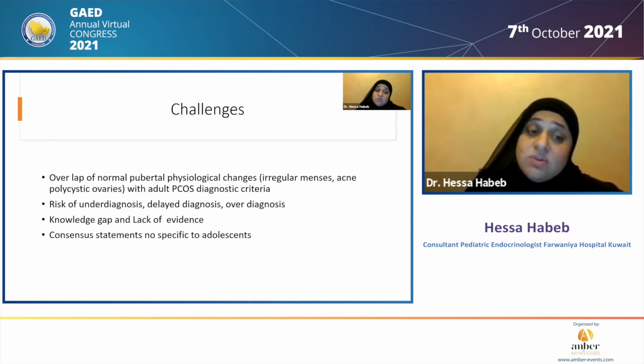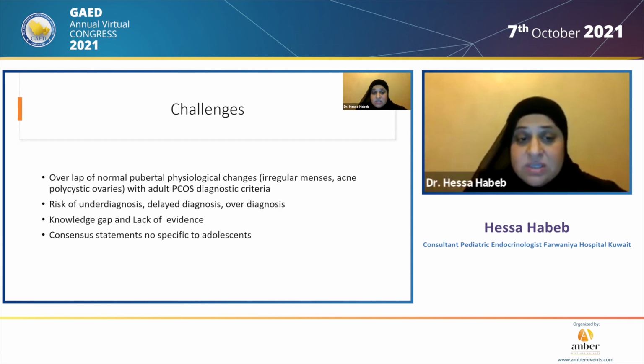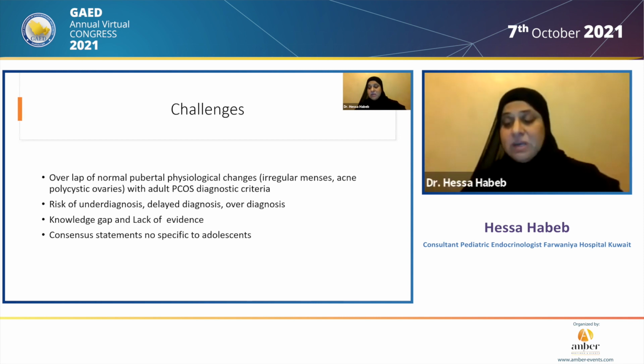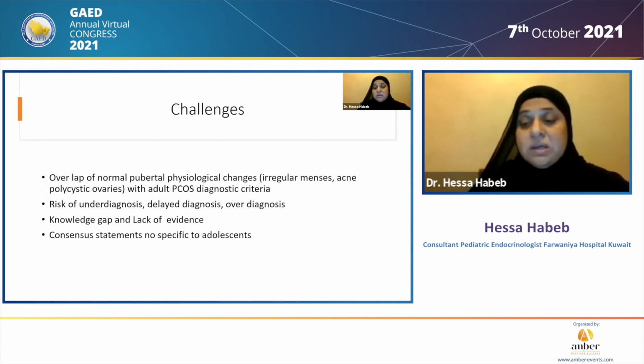There is a huge knowledge gap when it comes to the diagnostic criteria, the laboratory normal values, the normative features for these children. And there is also a lack of evidence. And the consensus statements are mainly directed toward recommendations for adult women with polycystic ovary syndrome.